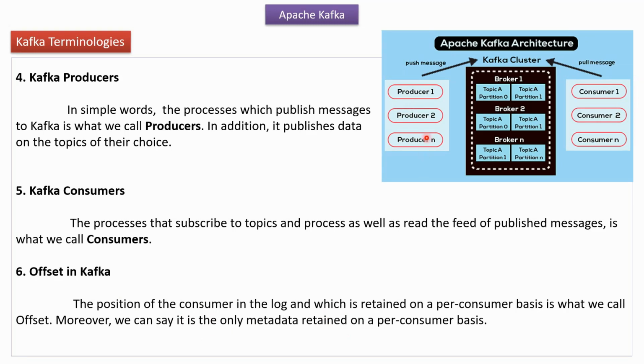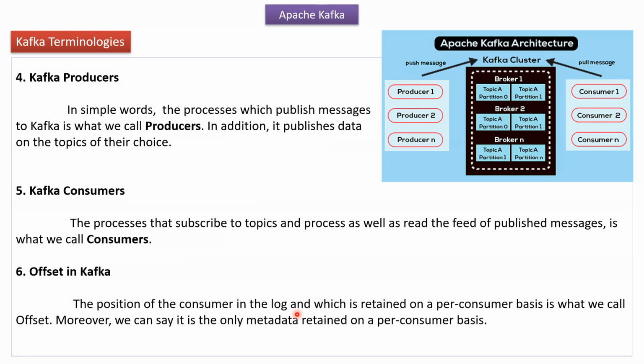Kafka producers. The processes which publish messages to Kafka are what we call producers. Producers publish data on the topics of their choice. Kafka consumers. The processes that subscribe to the topic and process as well as read the feed of published messages are what we call consumers.